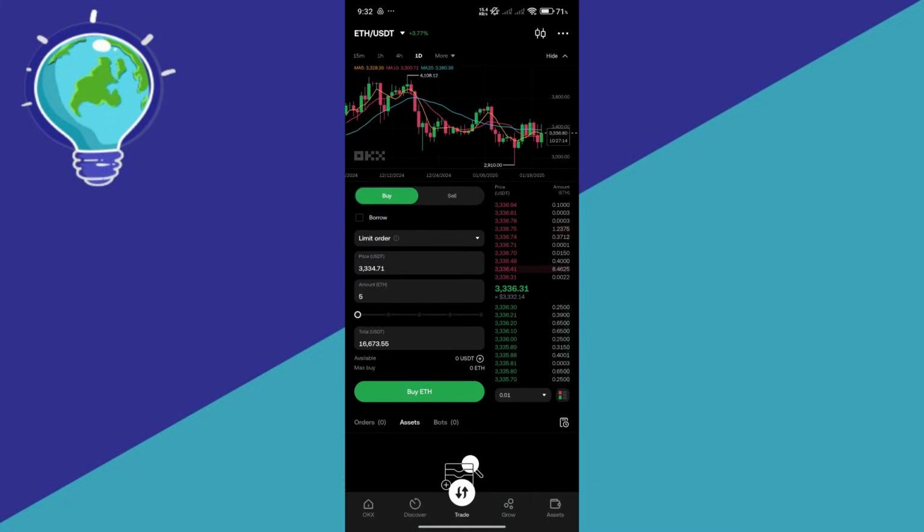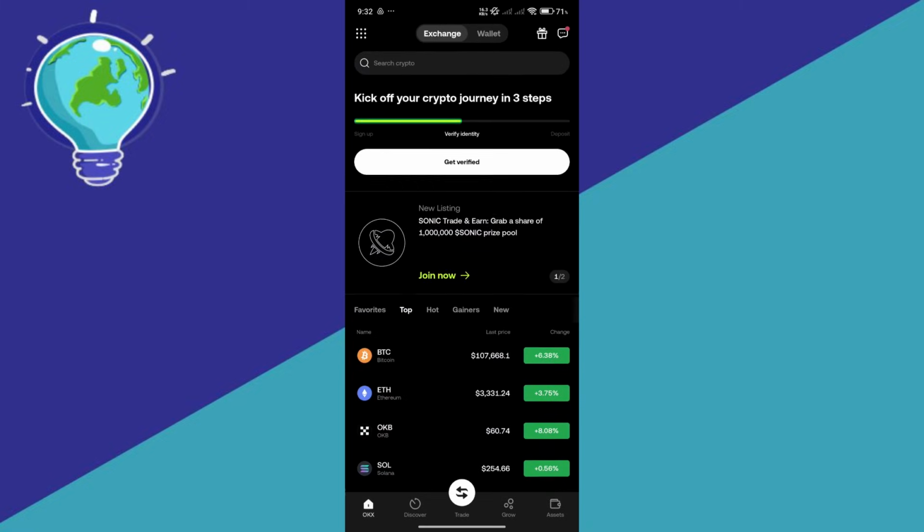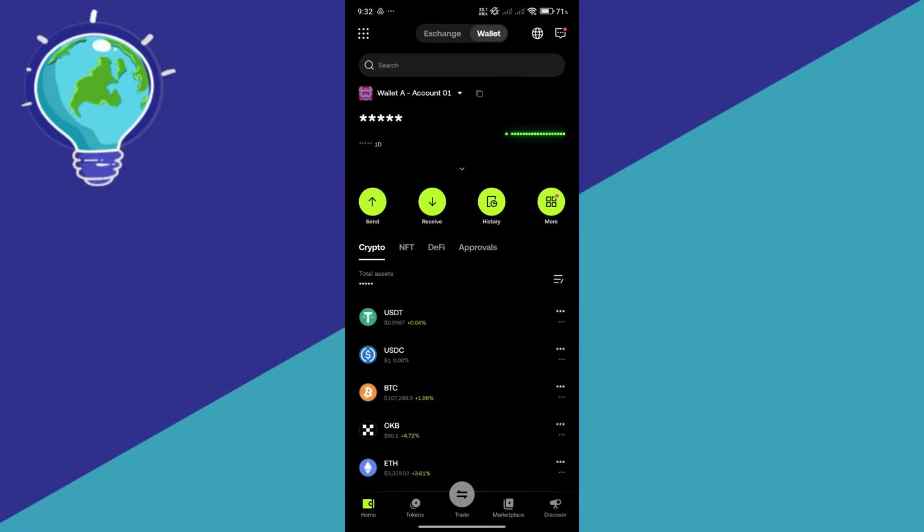So that's basically how you will be able to get or transfer OKX Wallet to OKX Exchange. You don't need to do any actual transferring. You just need to have some crypto inside of your wallet.